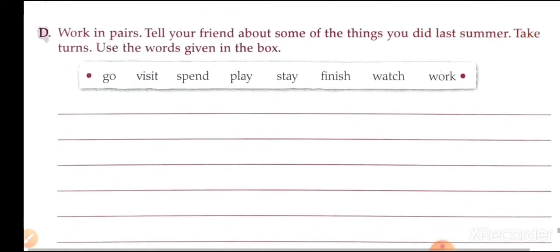Work in pairs. Tell your friend about some of the things you did last summer. Take turns. Use the words given in the box: go, visit, spend, play, stay, finish, watch, walk.